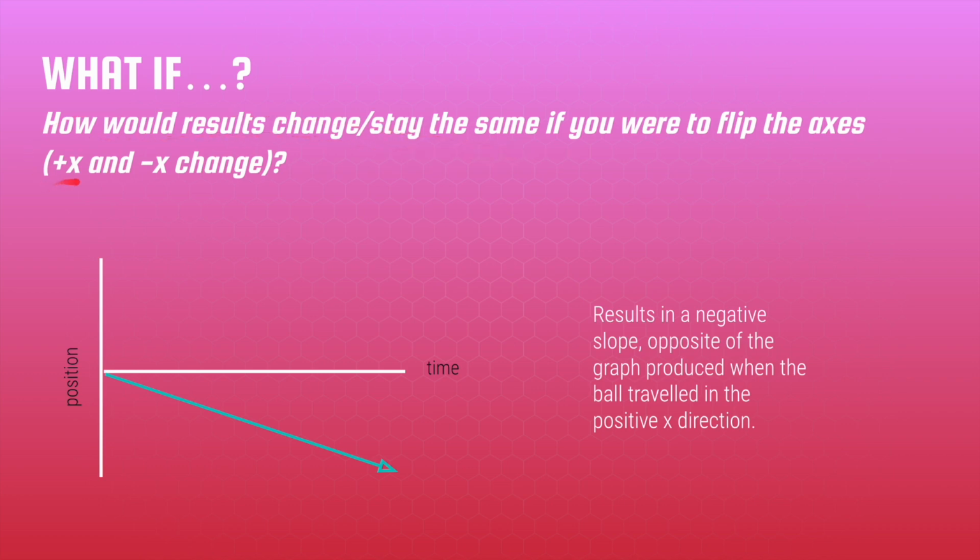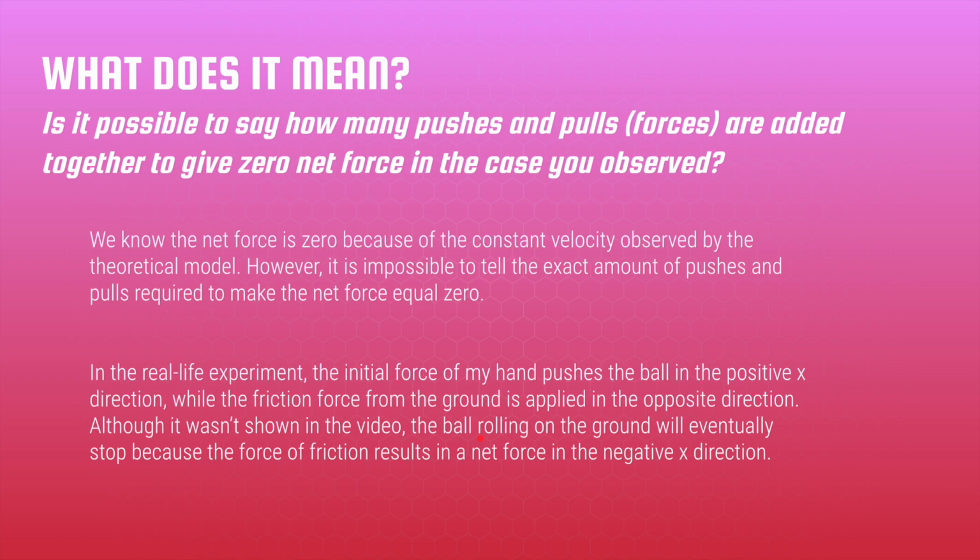So how would results change or stay the same if you were to flip the axes? So for example, the positive x and negative x change. This would result in a negative slope opposite of the graph produced when the ball traveled in the positive x direction. So in the experiment I ran with the orange ball, the ball was moving from left to right. However, in this graph right here, the ball would be rolling from right to left, and position would go in the negative x direction as time increased.